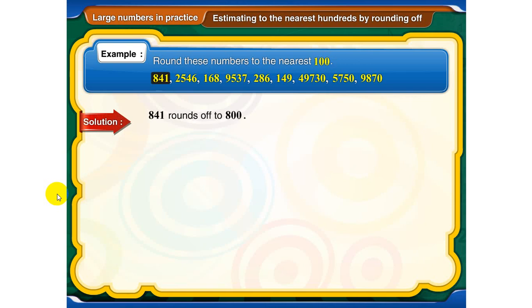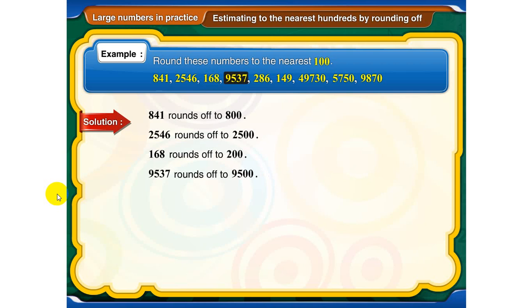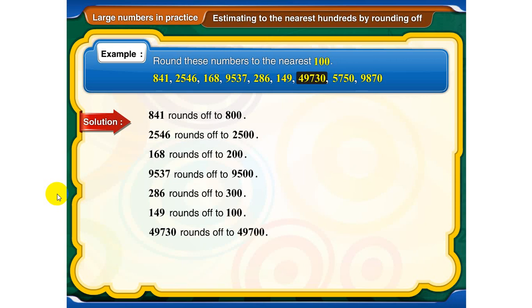841 rounds off to 800. 2,546 rounds off to 2,500. 168 rounds off to 200. 9,537 rounds off to 9,500. 286 rounds off to 300. 149 rounds off to 100. 49,730 rounds off to 49,700. 5,750 rounds off to 5,800. 9,870 rounds off to 9,900.